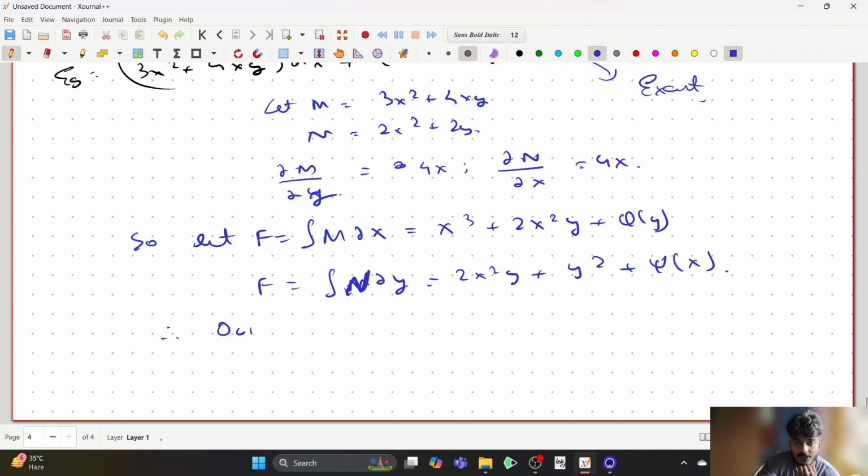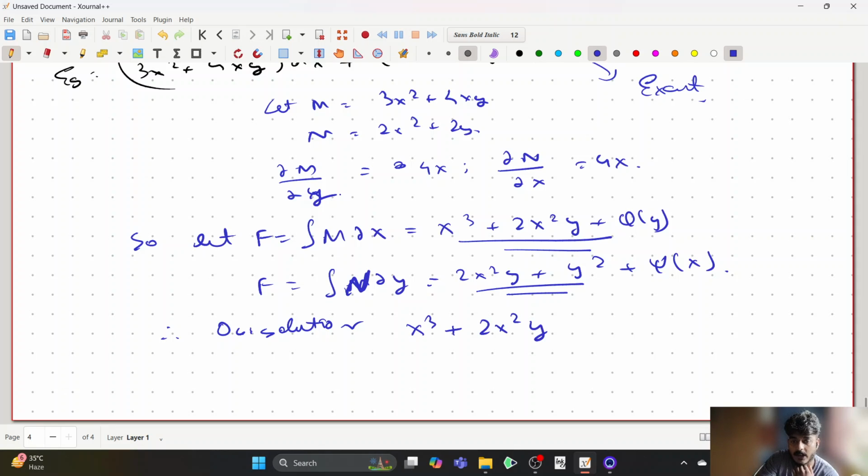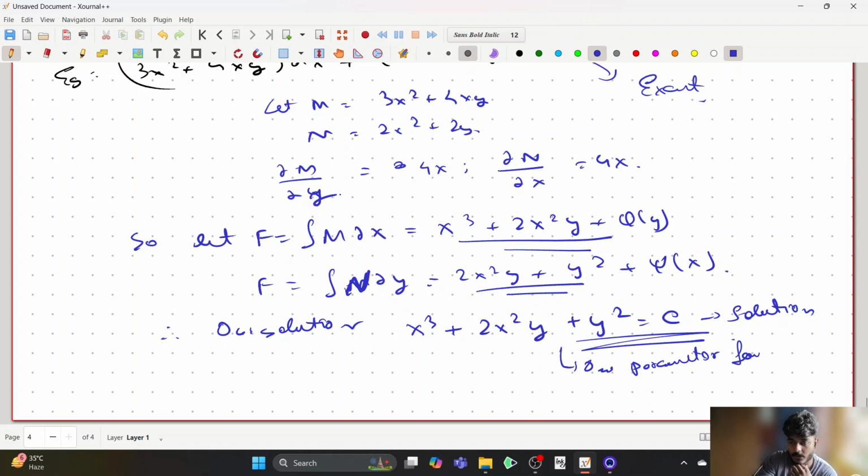Therefore, our solution is, writing each of these terms and writing only once those terms which are being repeated, and that equals an arbitrary constant. So I have x cube plus 2x square y, which is being repeated, plus y square equals c. This is your solution. In fact, this gives you a one parameter family of solutions because there is only one arbitrary constant, which works as the parameter for the solution, right? So this gives you a one parameter family of solutions. Getting my point?